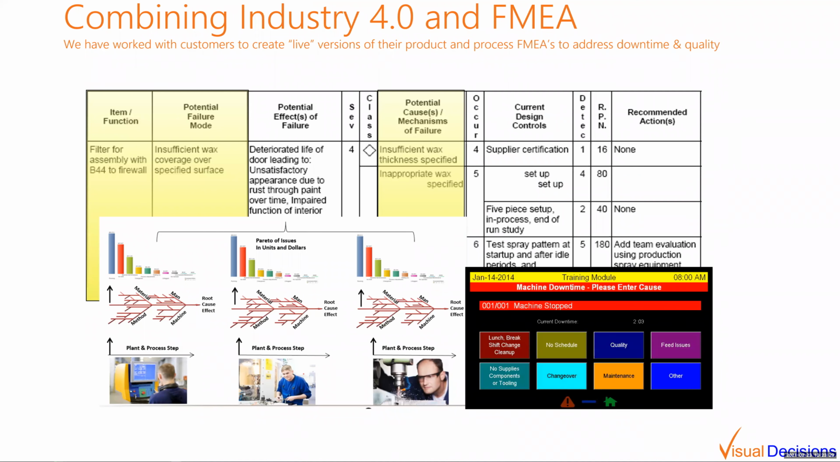Finally, a word about FMEA. FMEA, failure mode and effect analysis, is a very, very powerful process. It's been around since, I think, the 50s.